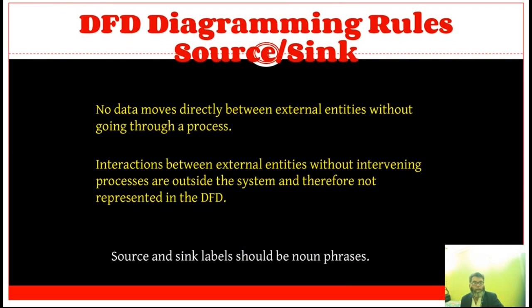The third one: no data moves directly between external entities without going through a process. Interaction between external entities without intervening processes is outside the system and therefore not represented in the DFD. Source and sink labels should be noun phrases.